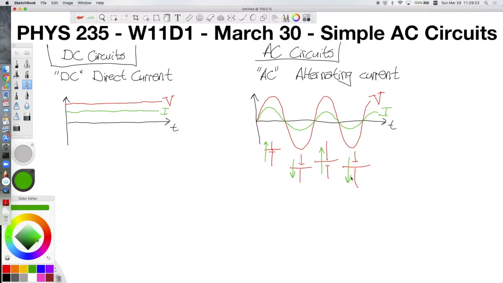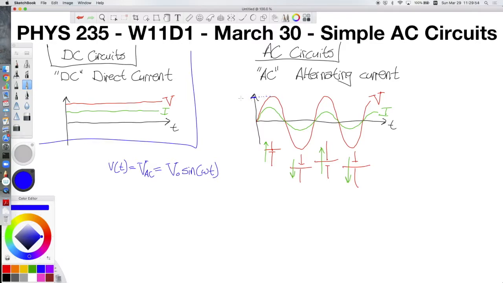So these are the types of circuits we're going to start dealing with now, AC circuits, where the voltage applied to the circuit, called little v as a function of t, which I would think of as the AC voltage, is some maximum value V naught times sine of omega t, where this value here, the maximum value of the voltage, is V naught.